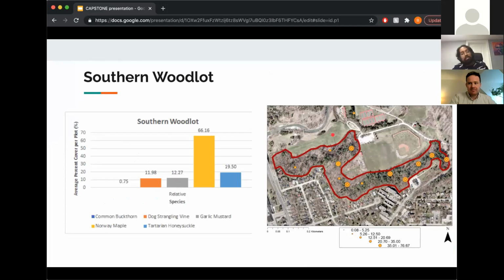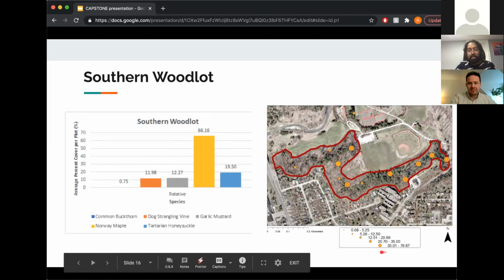Next, we'll take a look at the southern woodlot. On the histogram on your left here, you have Norway Maple, average percent cover per plot, and you'll see it's easily the most abundant by far. And another interesting note here is that buckthorn is virtually absent, which we haven't really seen across the other two compartments. And on your right, you have a map that details relative cover of Norway Maple by plot. Of the 12 plots sampled here, Norway Maple was found in every single plot, and it was within the 2 highest percentiles in our legend below at all plots.